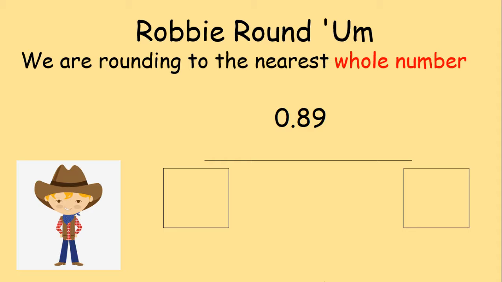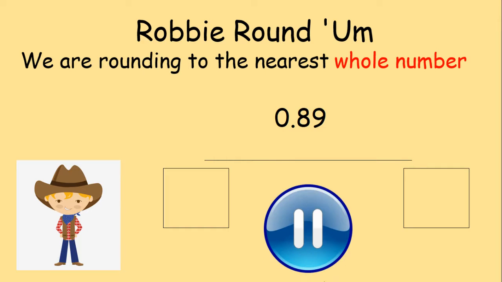Let's try another one. We're rounding to the nearest whole number this time, and the number is 0.89. Press pause now to round this number up or down, and then press play once you are ready.